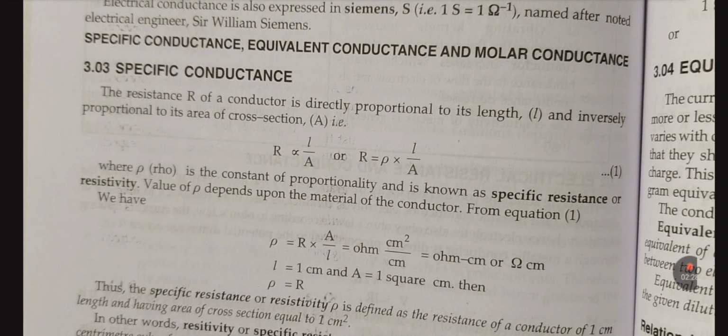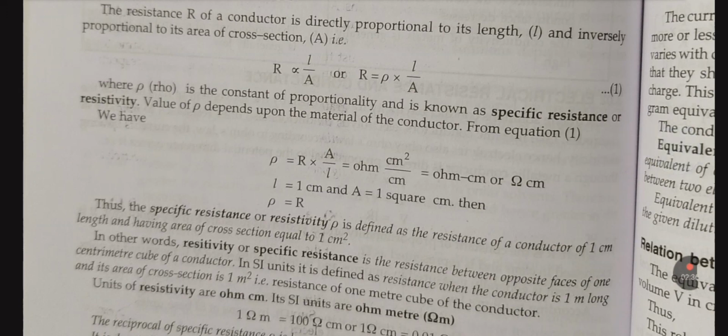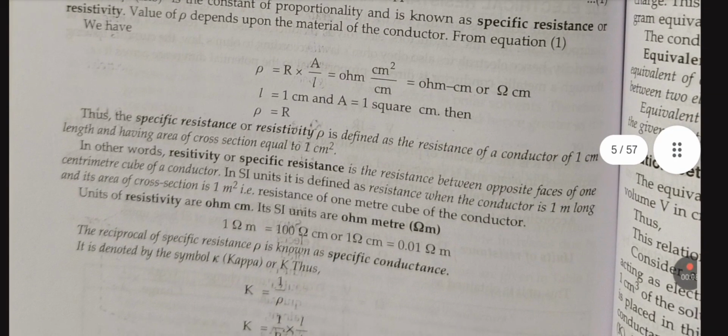Specific conductance, equivalent conductance, and molar conductance. Specific conductance. The resistance R of a conductor is directly proportional to length L and inversely proportional to its area of cross section A, as shown by the expression R = ρ L by A, where rho is the constant of proportionality, which is known as specific resistance or resistivity. The value of rho depends upon the nature of conductor. From equation 1 we have rho is equal to R into A by L, ohm centimeter square by centimeter, which will equal ohm centimeter.